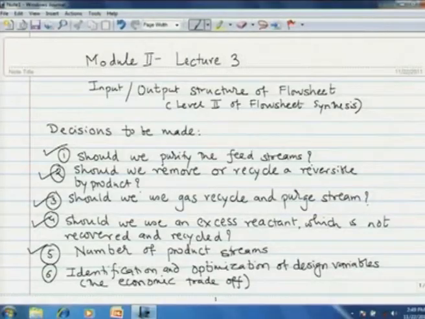For example, in the HDA process, we send hydrogen and methane through the same recycle stream. So, the product stream is single, although components are 2. Why? Because hydrogen and methane both are gases and both either go to purge or they go to recycle. So, that is how we decide the number of product streams. And finally, we have to do the overall material balance, and then we have to identify certain design variables.